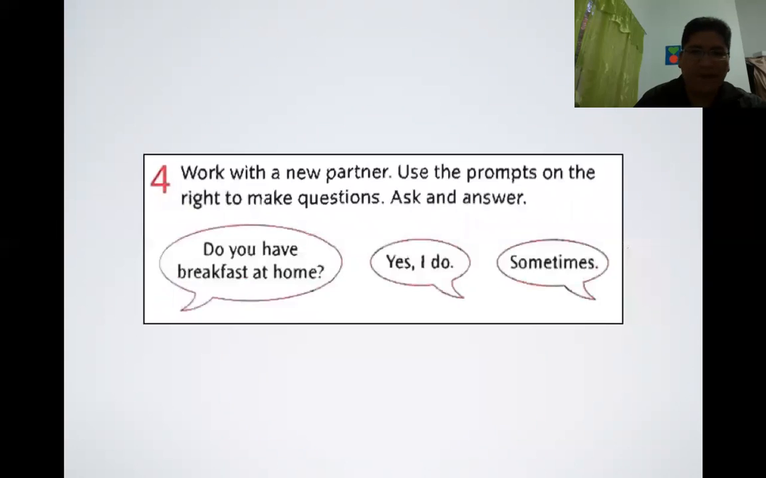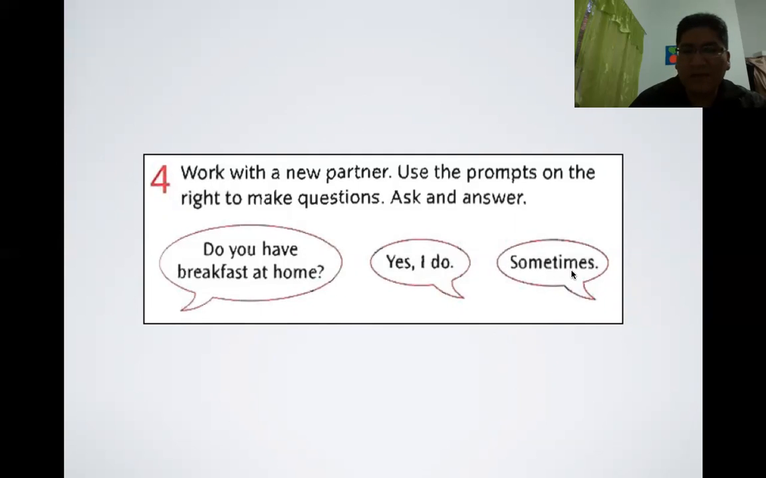Activity number 4. Work with a new partner. Use the prompts on the right to make questions and ask and answer. Do you have breakfast at home? Yes, I do. The other person says sometimes. ¿Tienes desayuno en casa? The first person is saying, yes, I do, and the other person, sometimes. Maybe in Bolivia or in your cases, you have breakfast sometimes too.